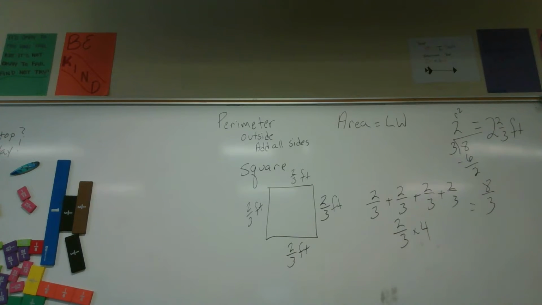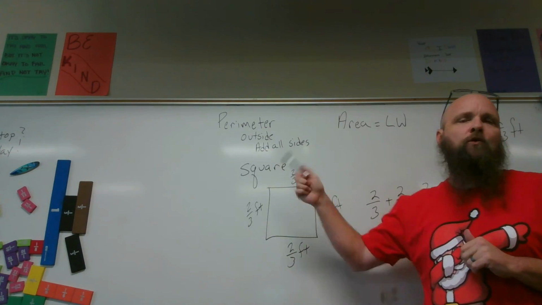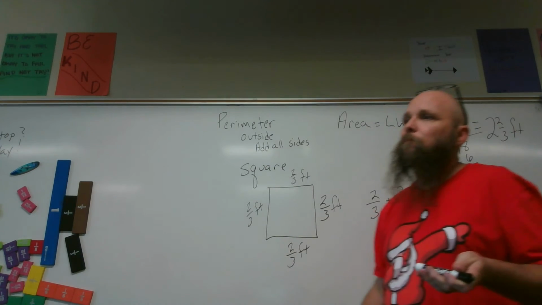2 and 2/3 of a foot. So if I was putting a border around this square, I'd need 2 and 2/3 of a foot of border material.